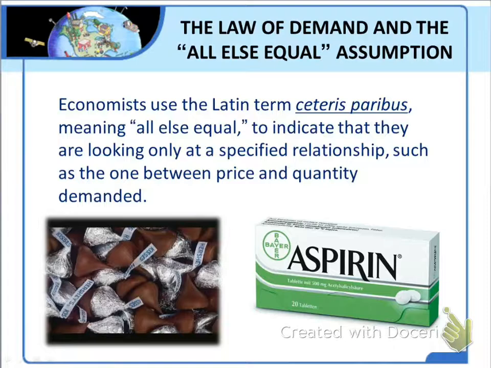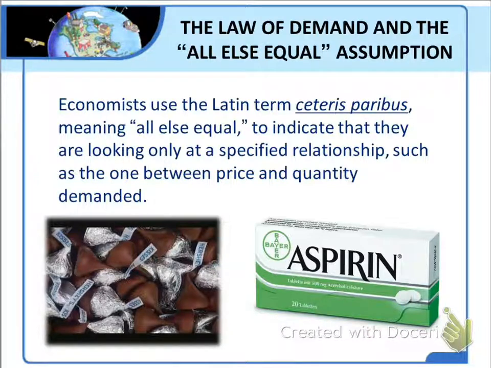Economists use a Latin term, ceteris paribus, meaning all else equal, to indicate that they are looking only at a specified relationship, such as the one between price and quantity demanded. Ceteris paribus means that all other factors that might affect the relationship are held constant.